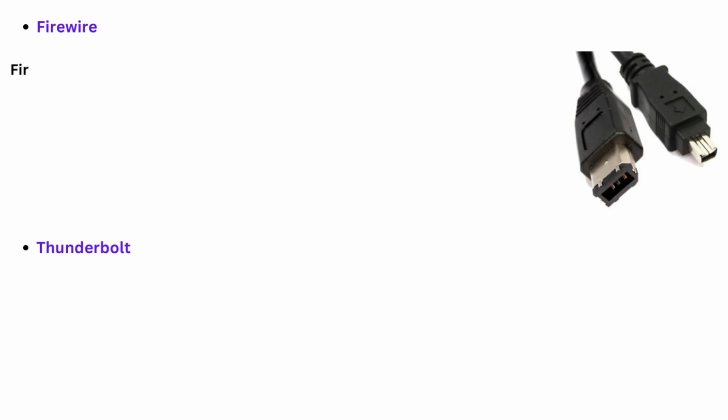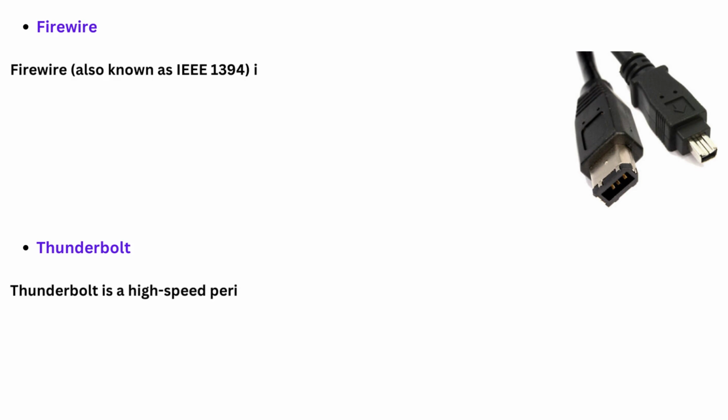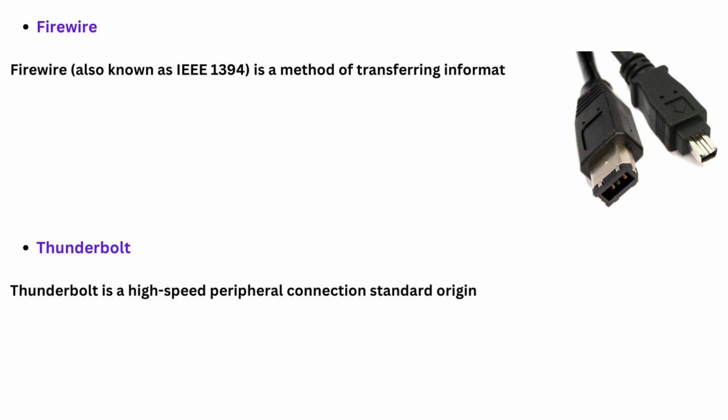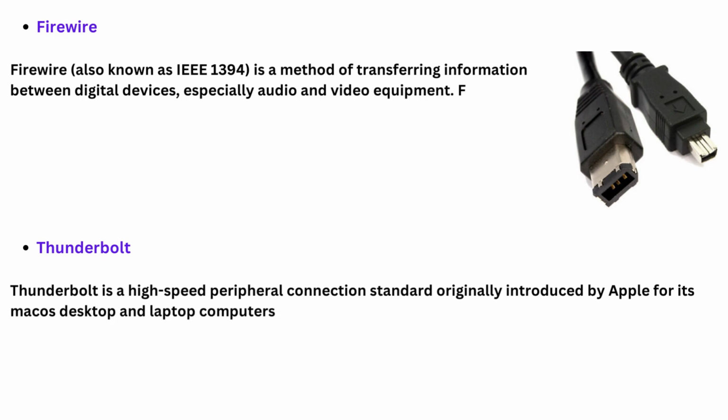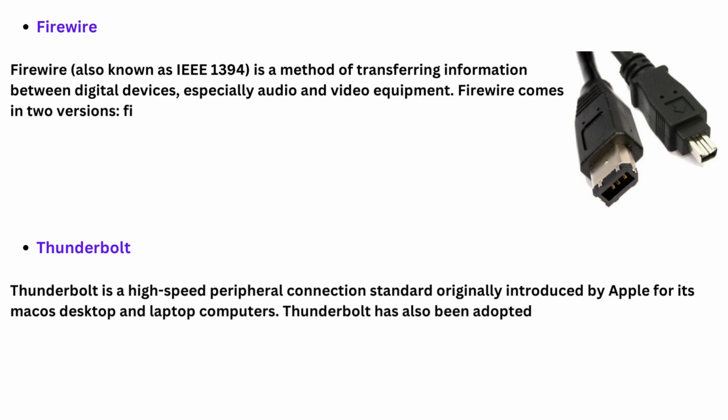Firewire. Firewire, also known as IEEE 1394, is a method of transferring information between digital devices, especially audio and video equipment. Firewire comes in 2 versions: Firewire 400, which runs at up to 400 Mbps, and Firewire 800, IEEE 1394B, which runs at up to 800 Mbps.